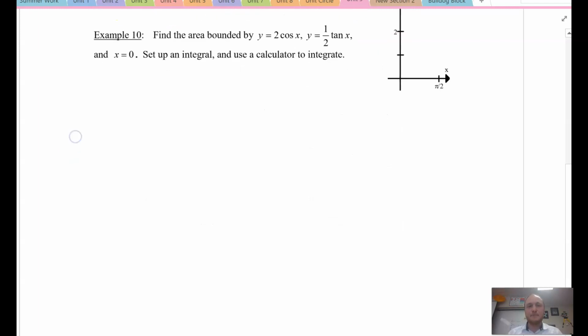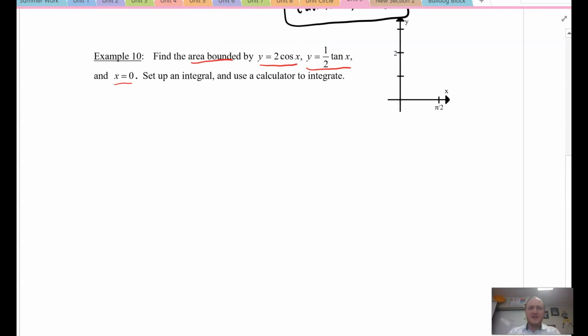Okay, example 10. Example 10, they want us to find the area bounded by two functions here. So y equals 2 cosine x, y equals 1/2 tan x, actually I guess 3, and x equals 0. They say set up an integral and use a calculator to integrate.